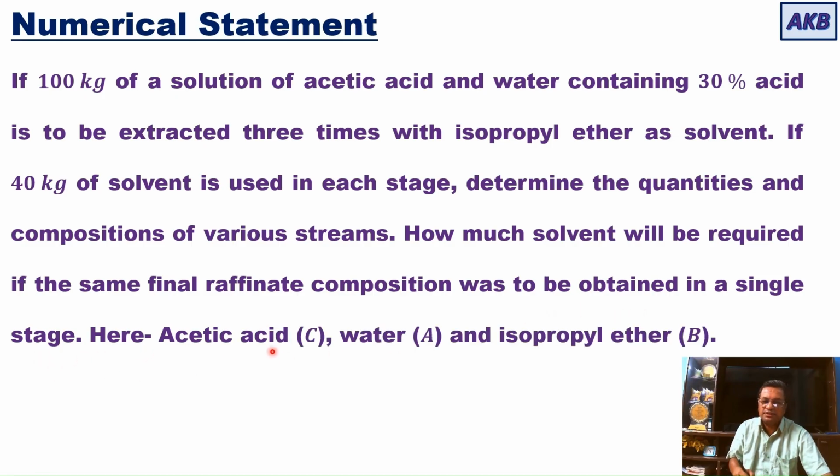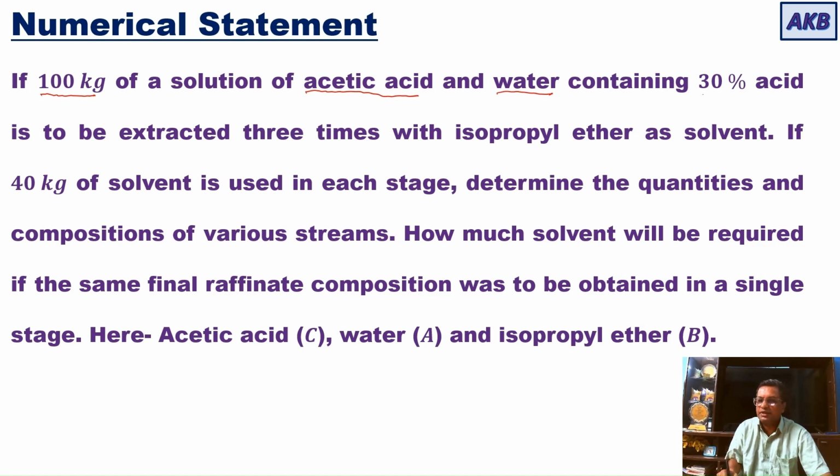Here, acetic acid is C, that is the solute to be recovered. Water is A, the carrier solvent, and isopropyl ether is the extracting solvent. So in this case, we have a feed solution, 100 kg of feed solution. The solution is of acetic acid and water, and the task is to recover acetic acid from its solution with water.